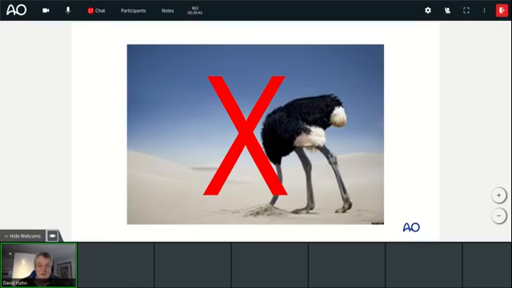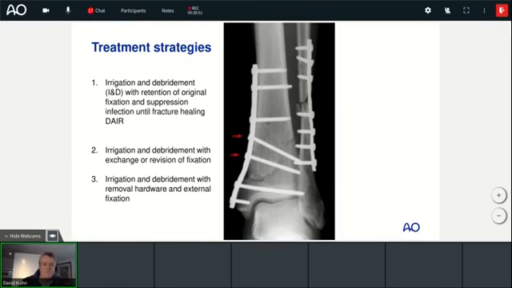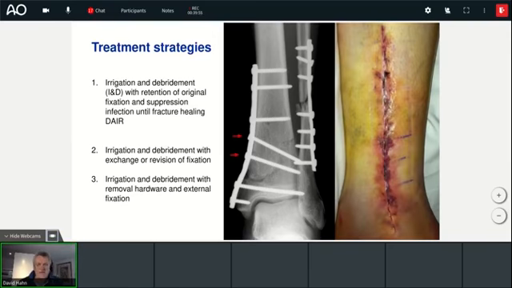It's very easy to diagnose infection in someone else's case. But when it's your own case, you've got to be really honest with yourself. So you do a nice fixation, you've got it all stable, you're very happy with it, and at 10 days, the wound looks like this. What are you going to do? Well, don't send them away and see them in 2 weeks.